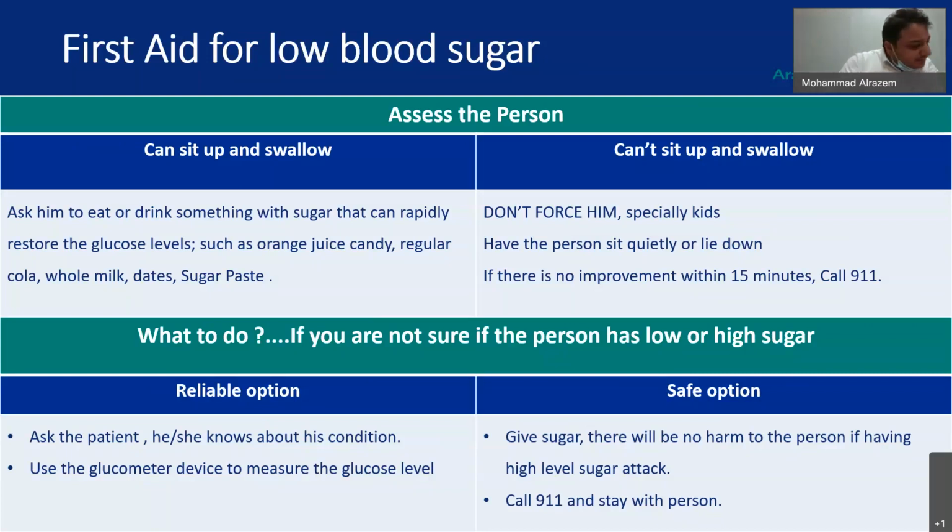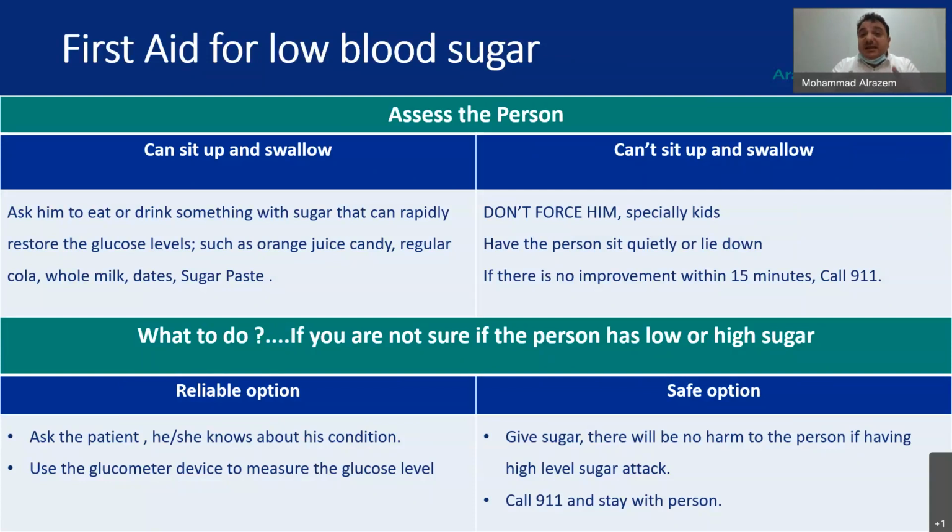Or, I took my medication, but still I didn't eat yet. I am busy with my work. That means he has low sugar. So your reference in this case will be the patient himself. The second one is you use the glucometer device. With this glucometer machine, you take a blood sample from him and see if it's low or high. According to that, you respond to him.